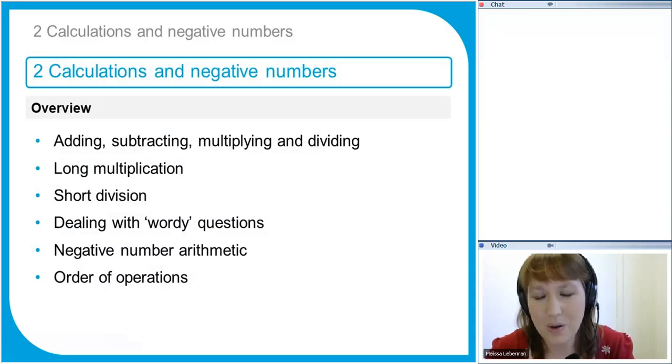So, quick overview of what I'm going to go through today. So I'll look generally at adding, subtracting, multiplying and dividing, what many of us consider the things that make up arithmetic in maths. I'm going to go through the method of long multiplication. There's lots of different methods, but I'll show you the two most common ones. We'll look at short division, because you do need to be able to do that. How to tackle wordy questions. We'll have a little look at negative number arithmetic, and then also how to do operations as in adding, subtracting, multiplying and dividing in the correct order. Some of you might know this as BODMAS or BIDMAS.